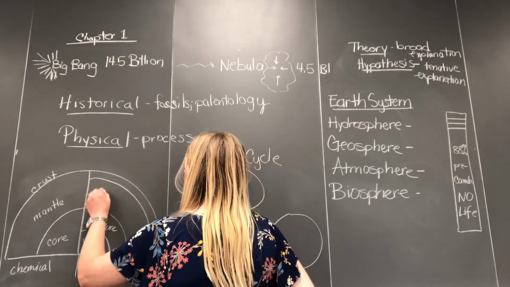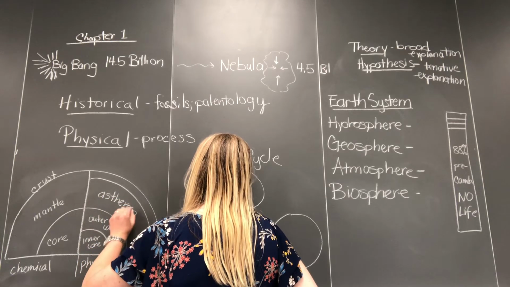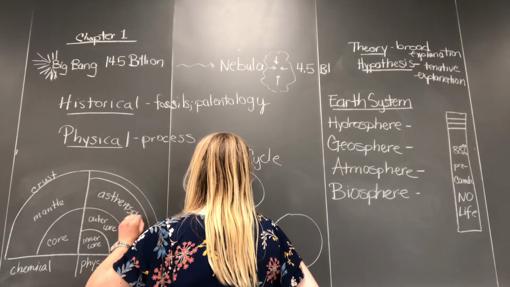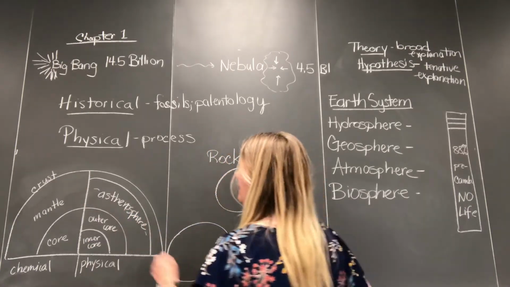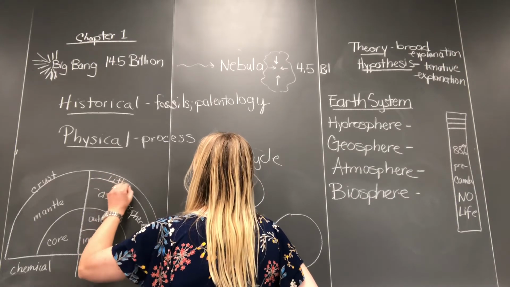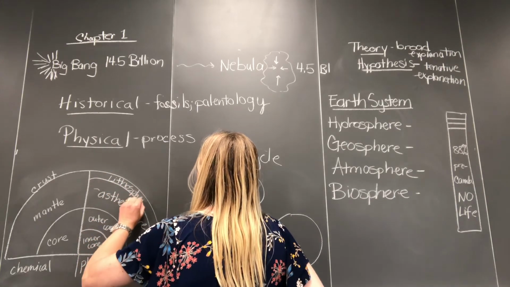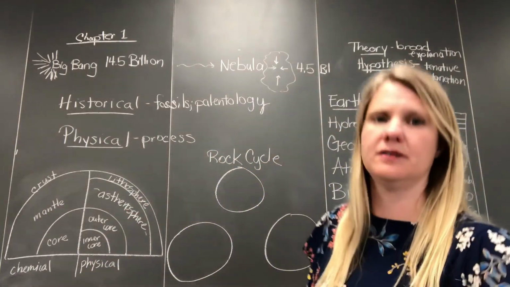The part that can move is called the asthenosphere. It's able to flow, kind of like silly putty. And then the upper mantle and the crust together is called the lithosphere because it is solid and rigid, and if it experiences stress, it'll crack and fracture and cause an earthquake.